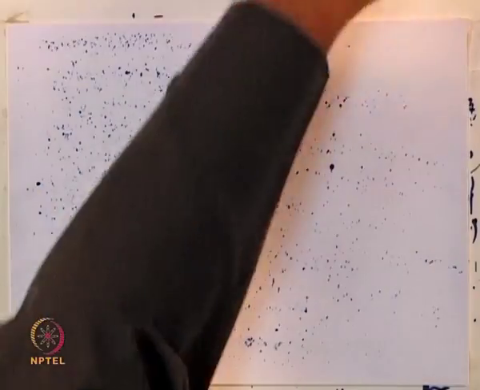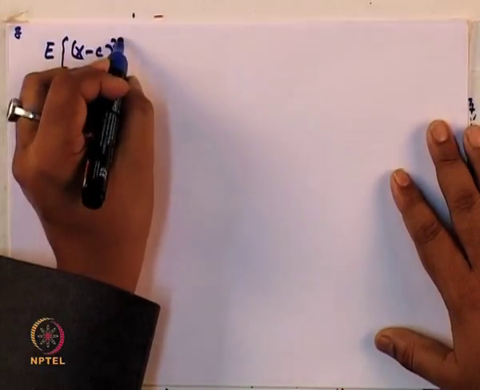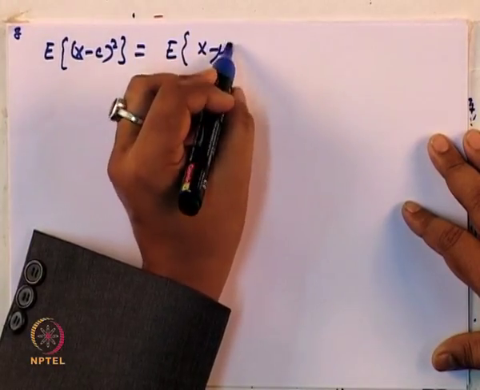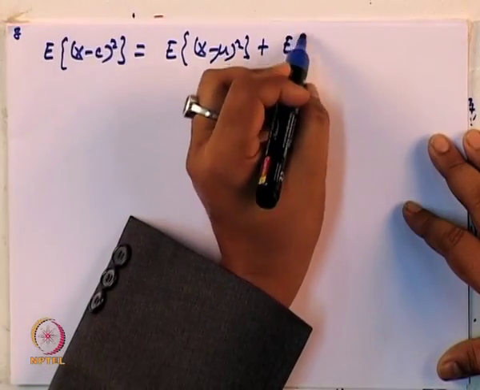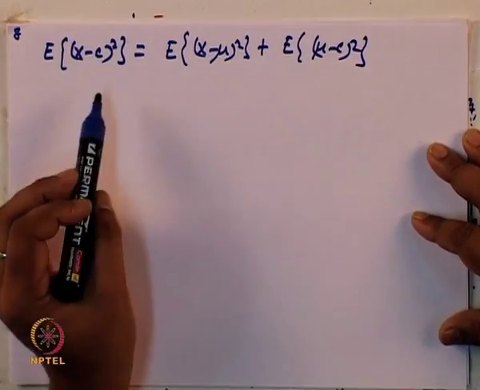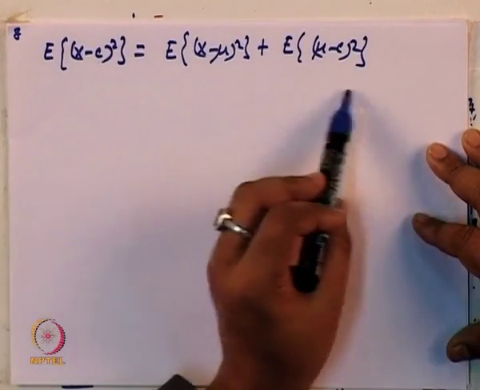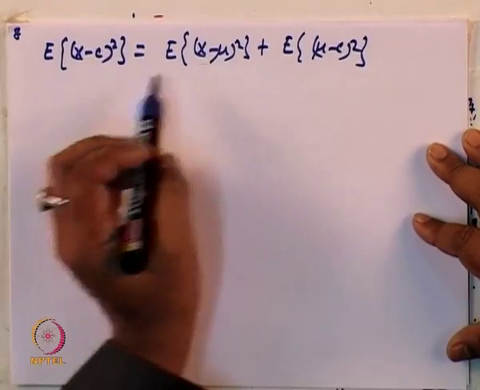Okay. So, we can write this expression. We can modify this expression, plus... So, your expectation of (x minus c) whole square is expectation of (x minus mu) whole square plus expectation of (mu minus c) whole square.